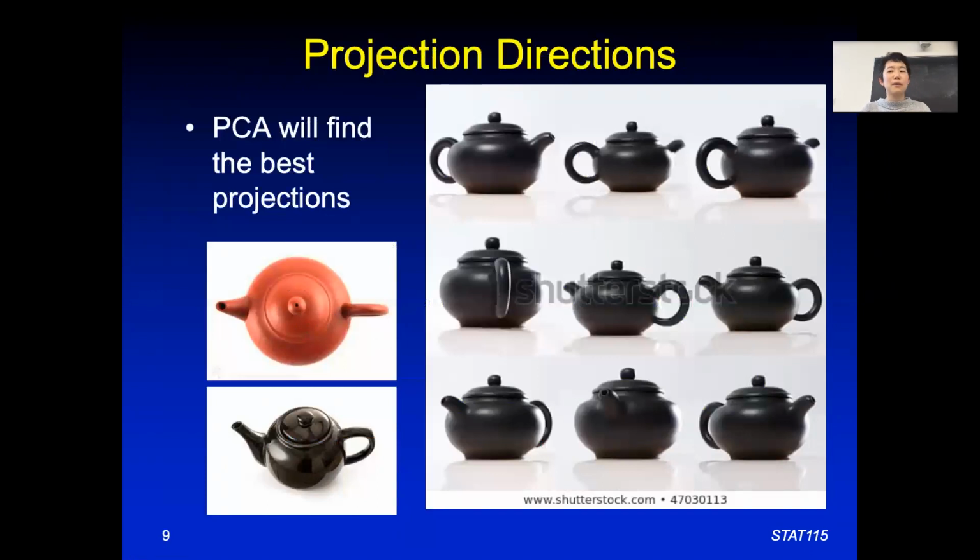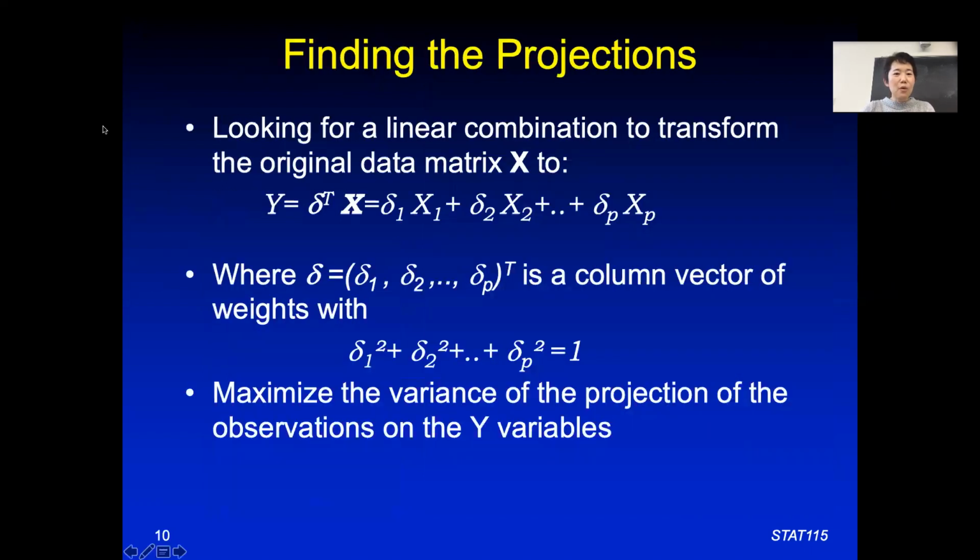The nice thing about principal component analysis is that it automatically identifies the projection. So the first principal component will give you that projection that gives you the best information, all the genes together. Okay.